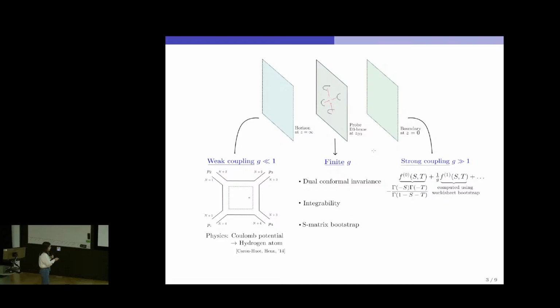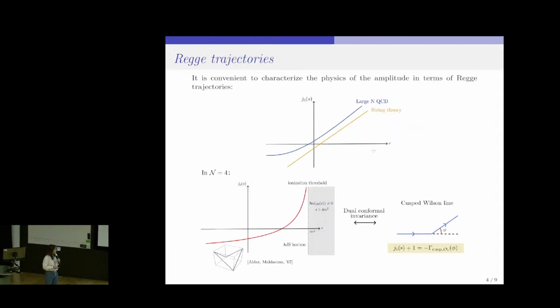The most interesting part, though, comes at finite g. Here we don't know anything about the amplitude. And what we would like to do in this work, our goal, is to combine 3 ingredients to be able to say something about the amplitude at finite coupling. In particular, we're going to use dual conformal invariance. This is an extra symmetry of this theory on the Coulomb branch. We are going to combine it with integrability and then with the S-matrix bootstrap. So let's see how to combine these 3 ingredients all together.